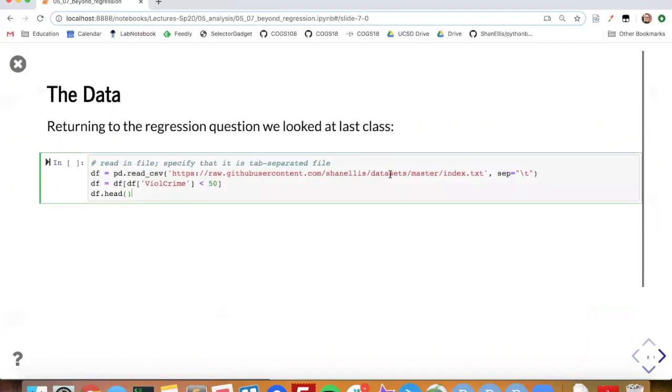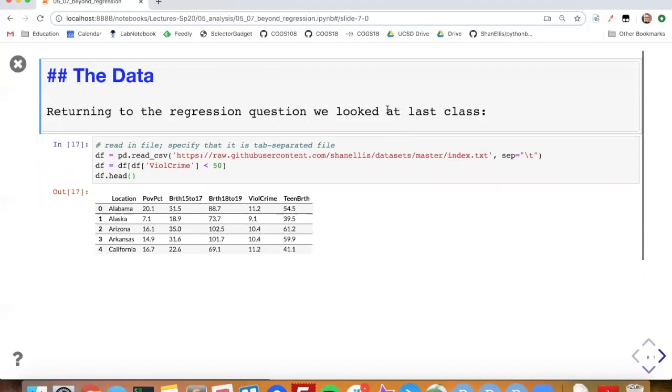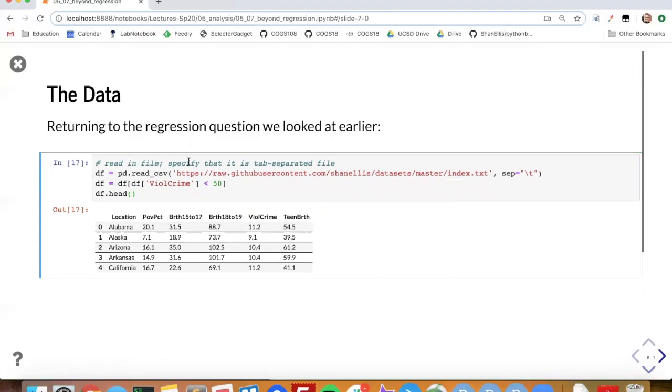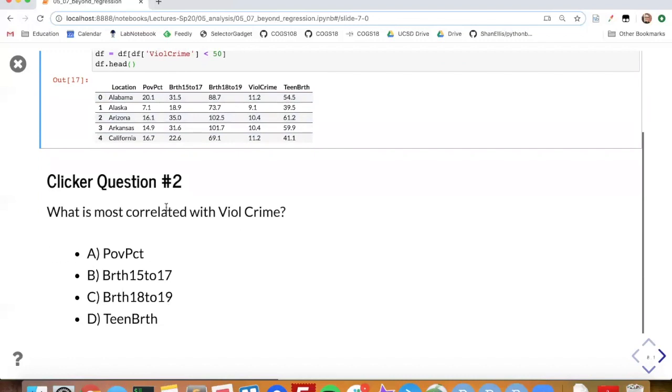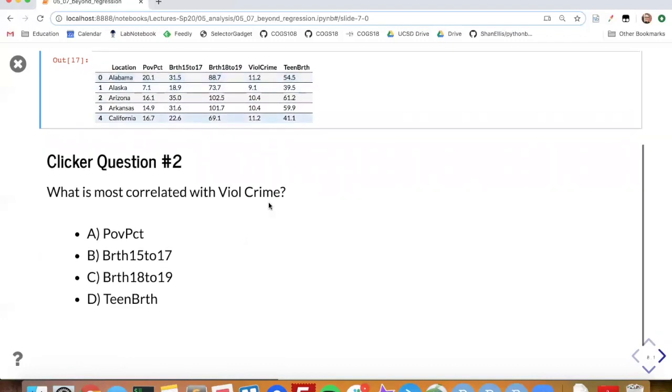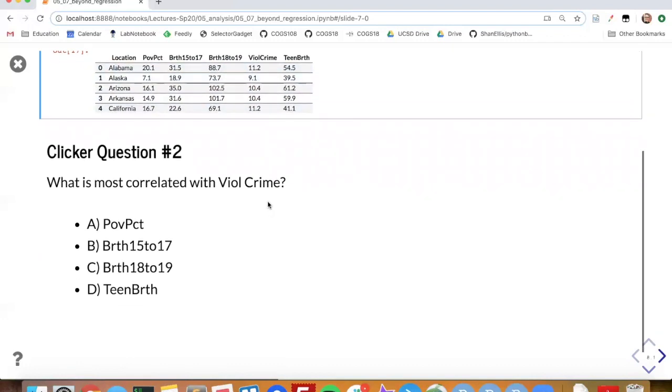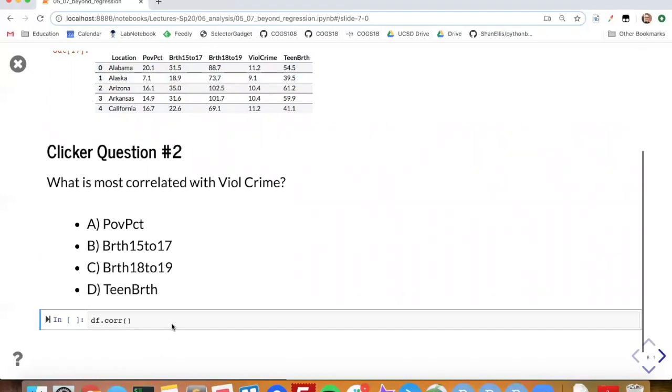Now, looking back to this data set we have been looking at in previous videos, we're going to keep using this data set now. The question here is, what is most correlated with violent crime? So what do you think? This is just a hypothesis question. And then the way you can determine the answer to this is by carrying out the corr function from Pandas on your data frame directly.